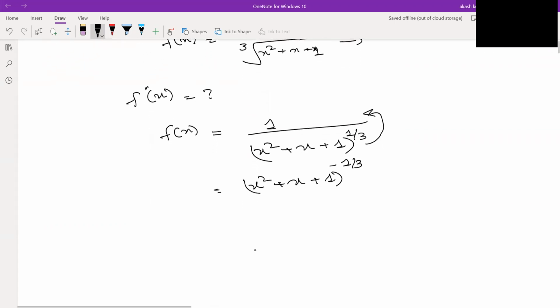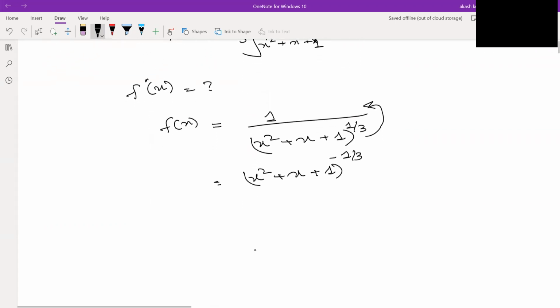Okay. So looking at the function, what rules do you think that we can apply in order to take the derivative of the function? Power rule. Okay, power rule. And the second rule will be? Addition rule.